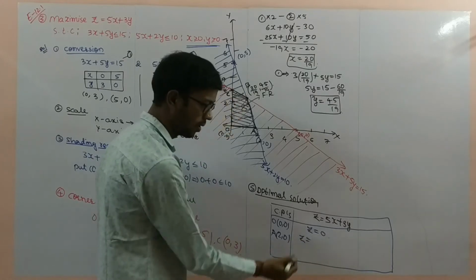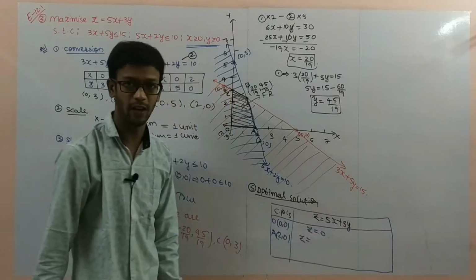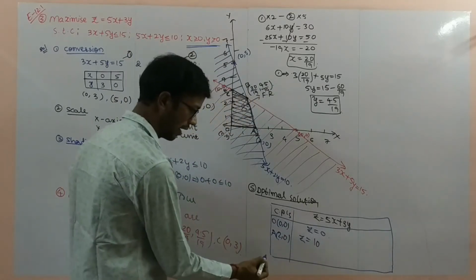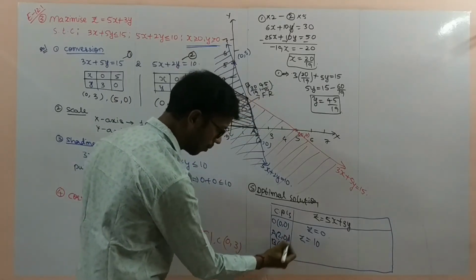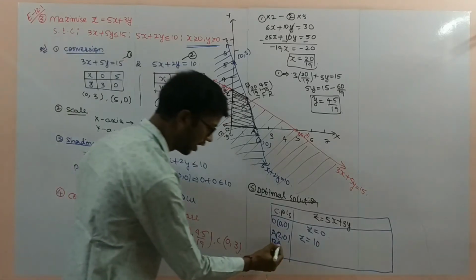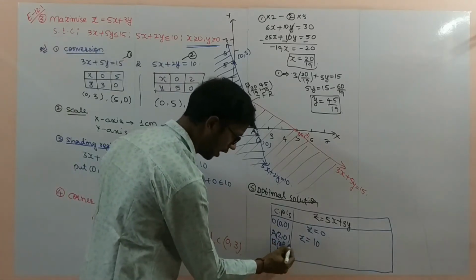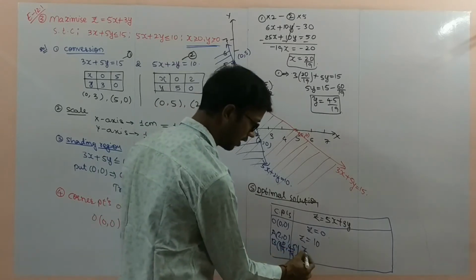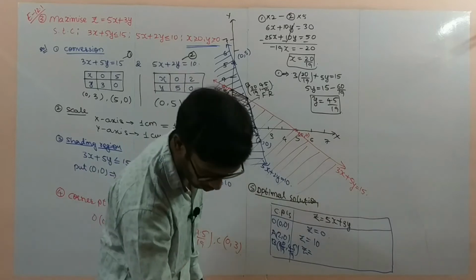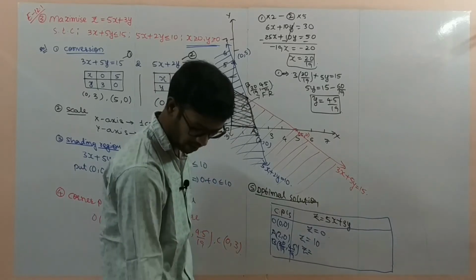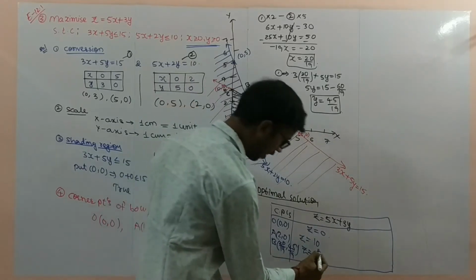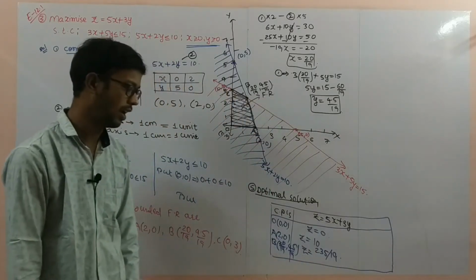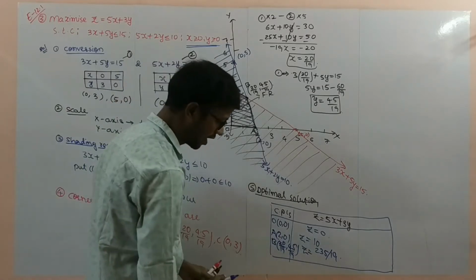Z equal to how much will you get? Substitute 2 in place of x. 5 twos are 10, 10 plus 0 is 10 only. Next corner point B, 20 by 19, 45 by 19. If you substitute in place of z, you have to make the total simplification. If you make the total simplification, you will get 235 by 19.